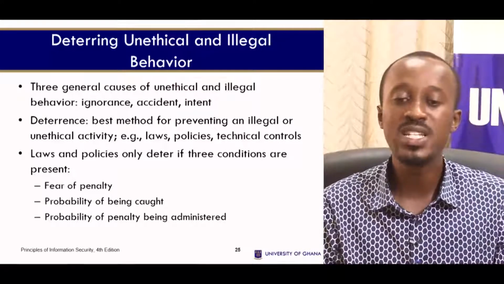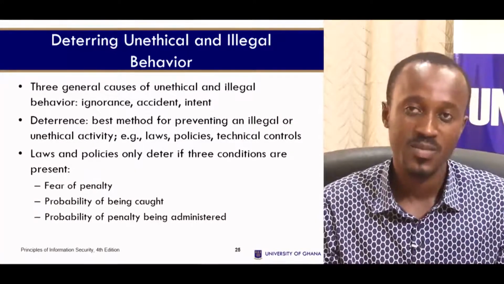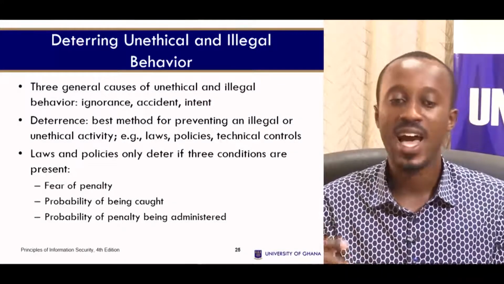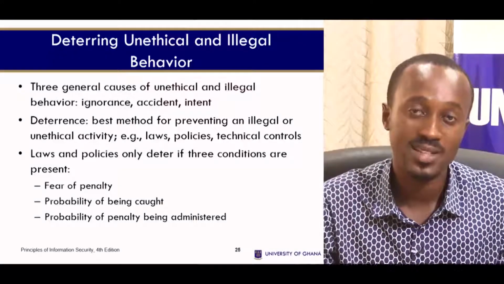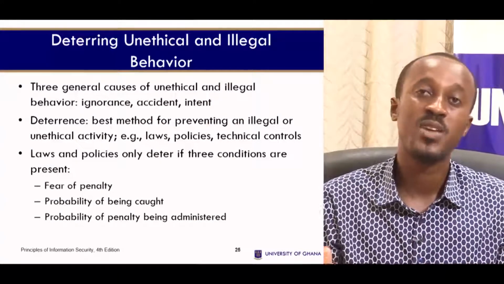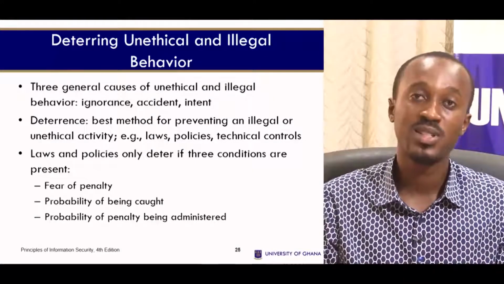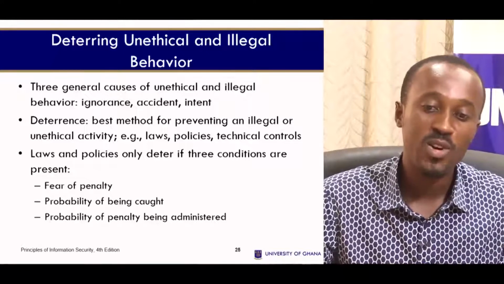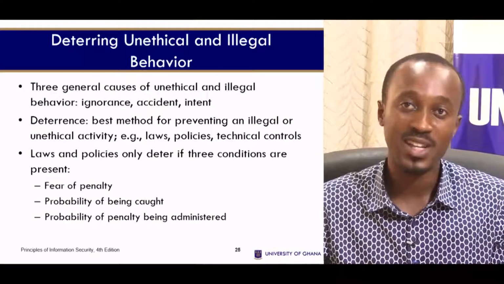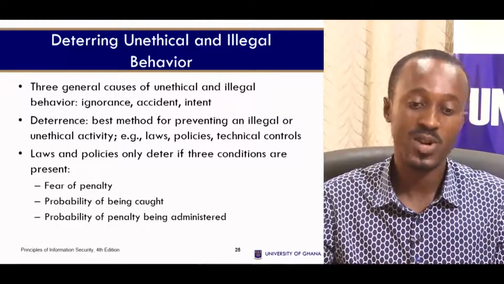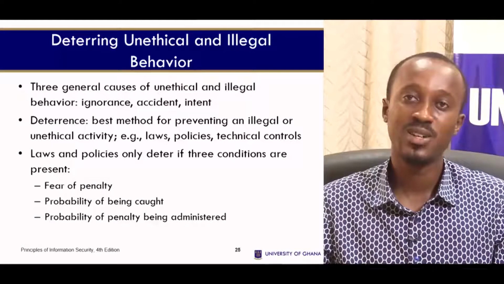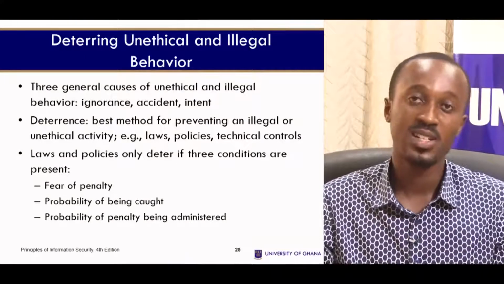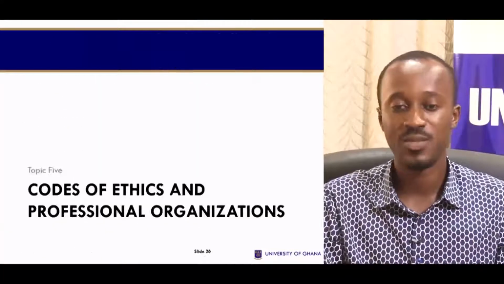Now, laws and policies only deter if 3 conditions are present. What are the conditions? First and foremost, when there's fear of penalty. When it is obvious that there's going to be a penalty and people fear the penalty, laws and policies will be enforceable, no matter the cultural differences. The second thing is the probability of being caught. If you know that in your attempt to be illegal or unethical, you'll be caught, it places a sanction on you. And the third one is the probability of penalty being administered. When you know that once you are caught in that action, that penalty will surely be given to you and there'll be no pardon, it helps to curb unethical and illegal behavior.